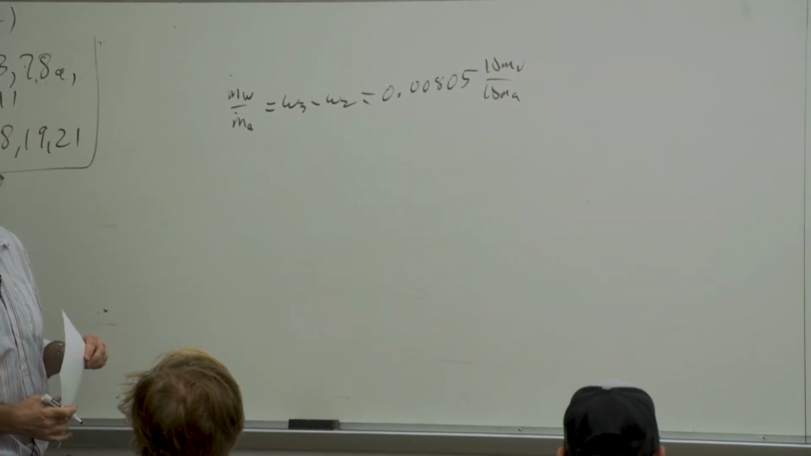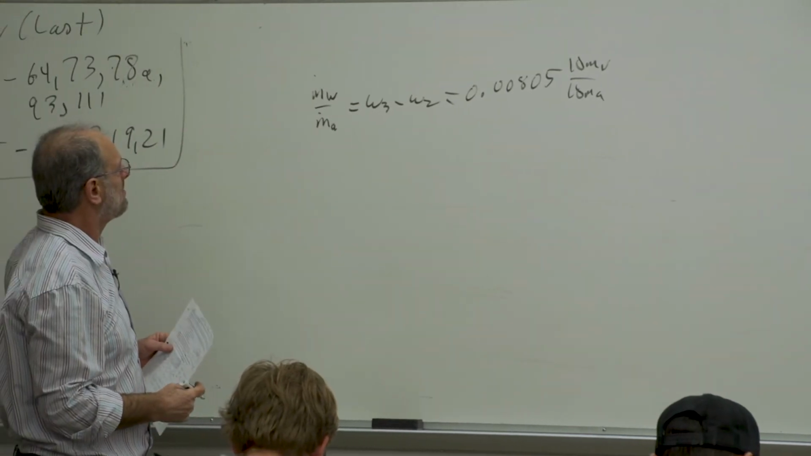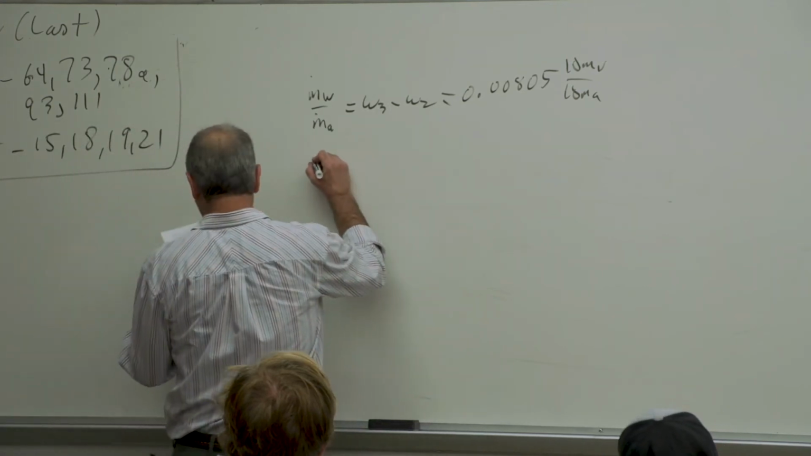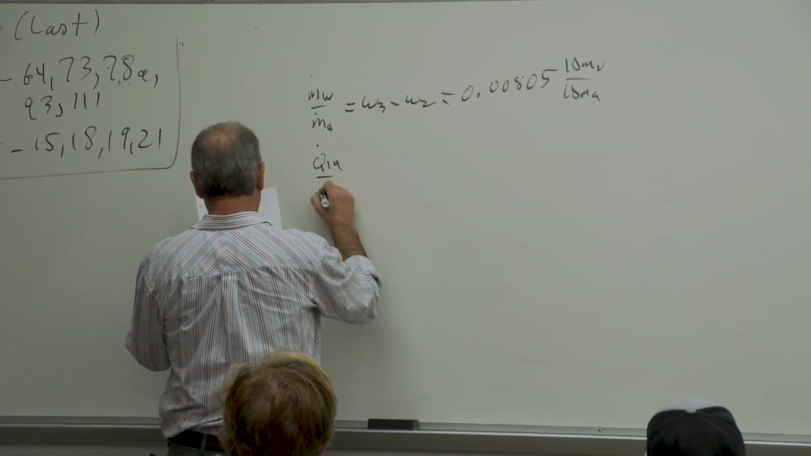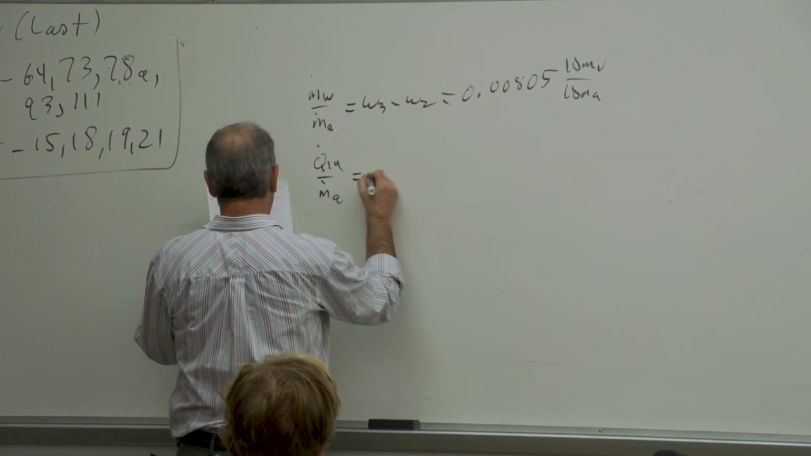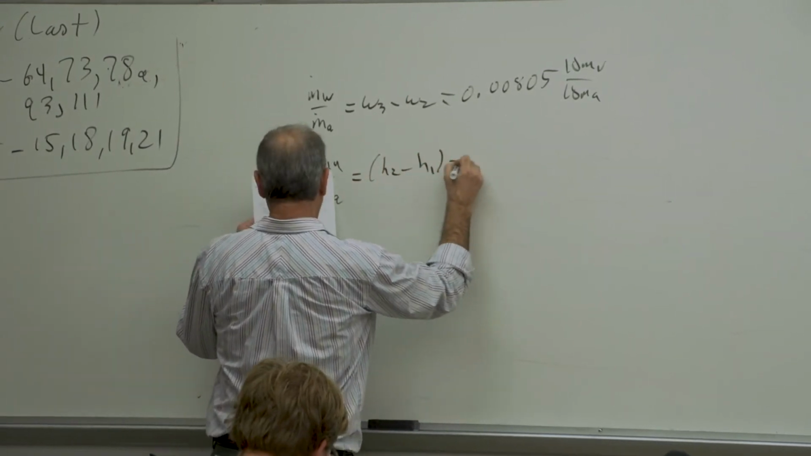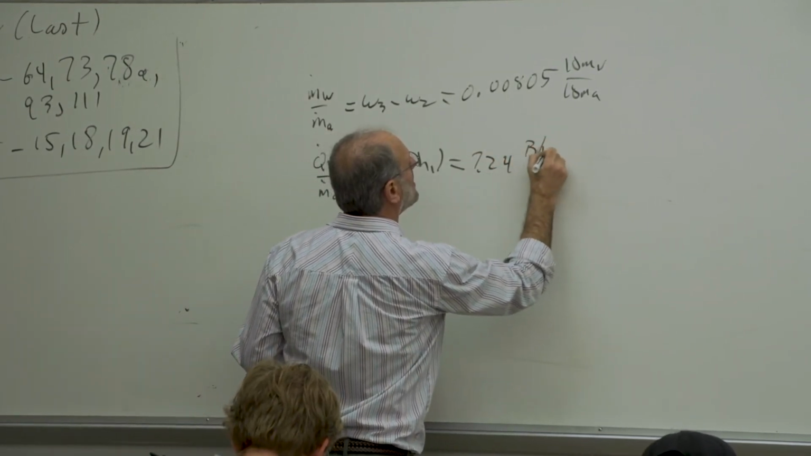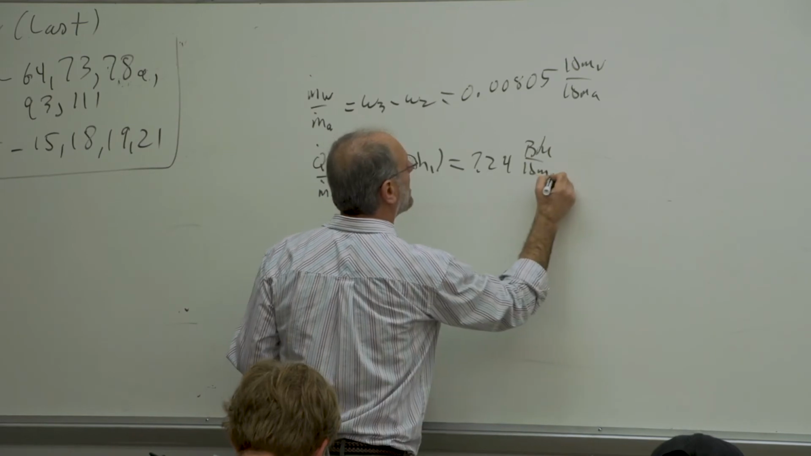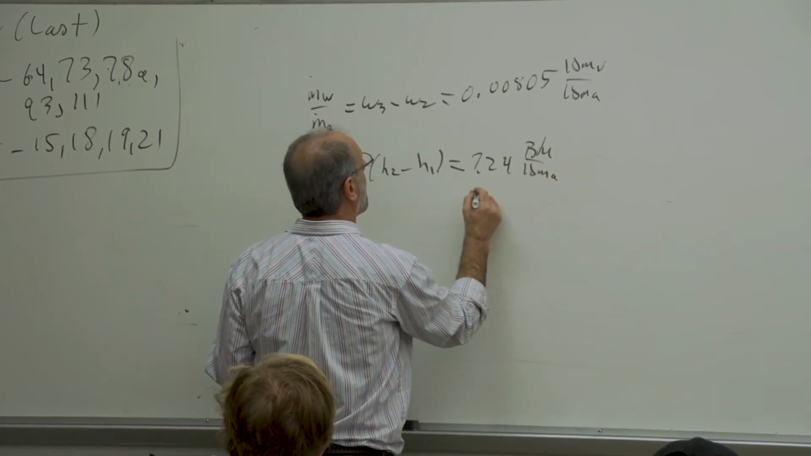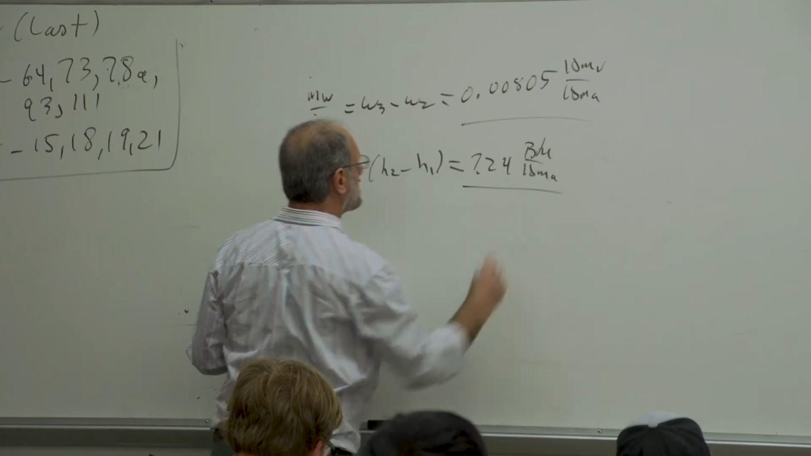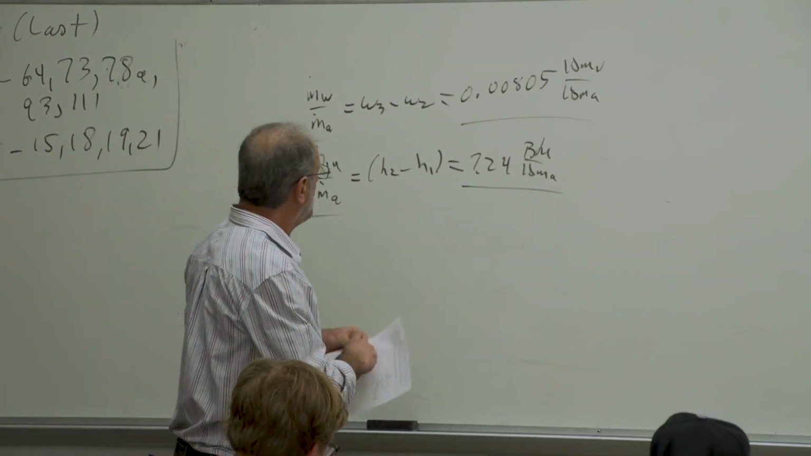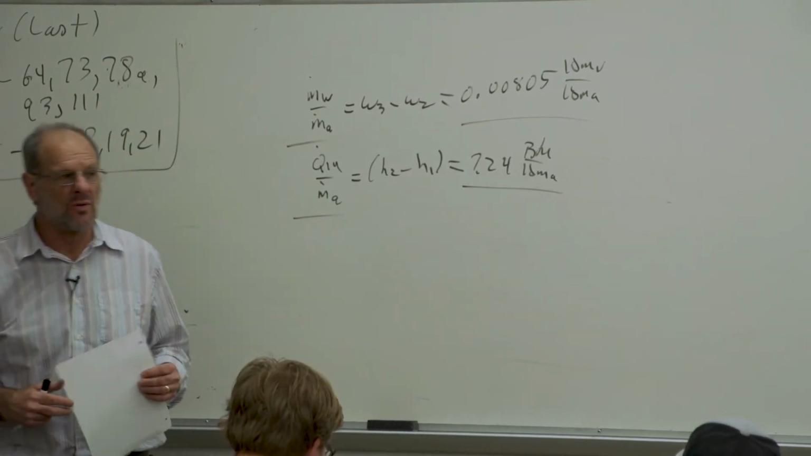So for every pound of dry air that's moving through the system, we need to add 0.008 pounds of water vapor. And then with regards to energy, Q dot in over M dot A is H2 minus H1. And this number becomes 7.24 BTUs per pound mass of dry air. So these are the results that we're going to be looking for. So again, it should be pretty straightforward.